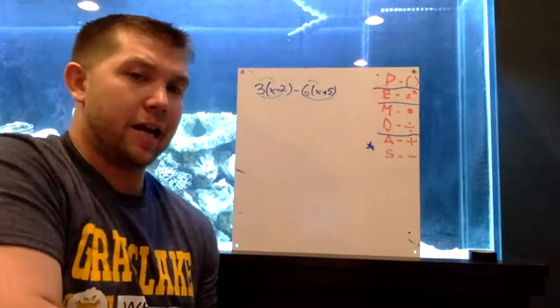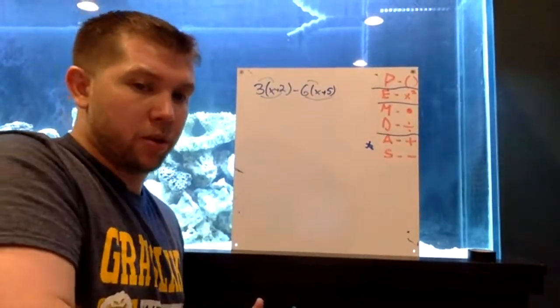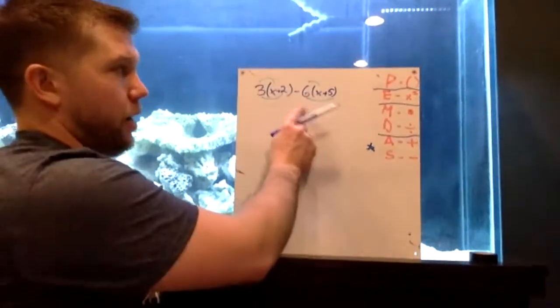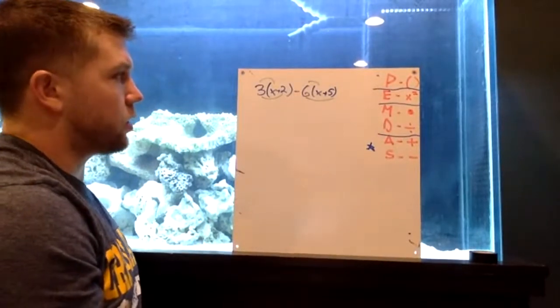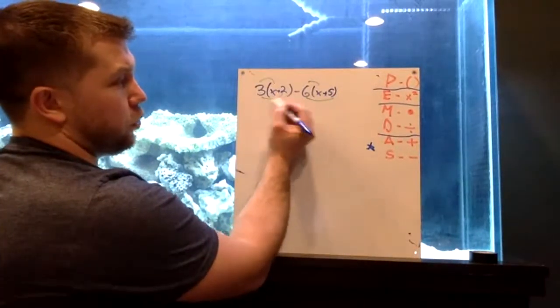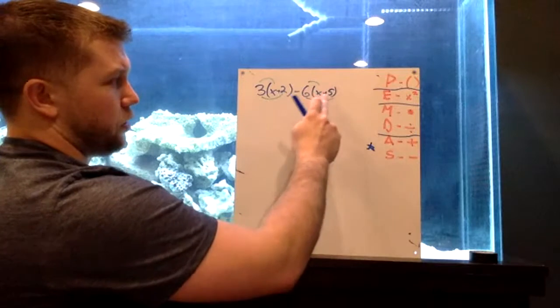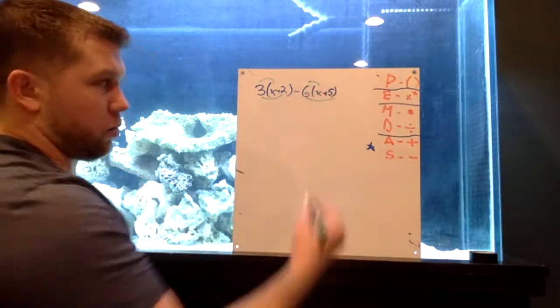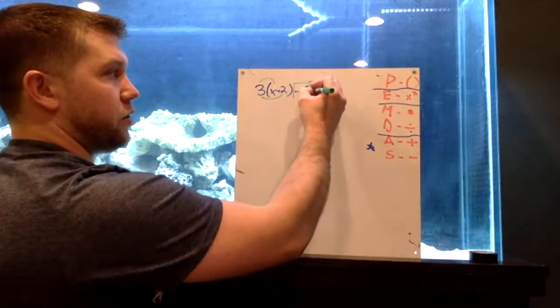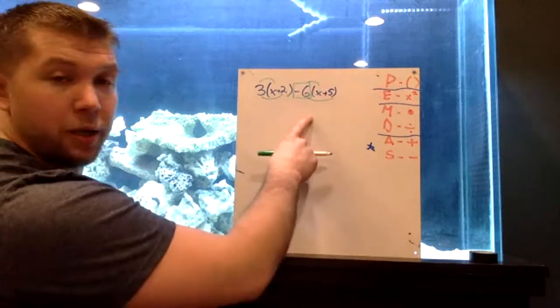Okay, but again, negatives here are key. Knowing which numbers are negative and positive based on where we have subtraction signs. Okay, so I have a positive 3. This whole thing's positive, except for the 6. This 6, we're subtracting everything over here. So this is a negative 6. So I have to be aware of that. I'm not distributing a positive 6.